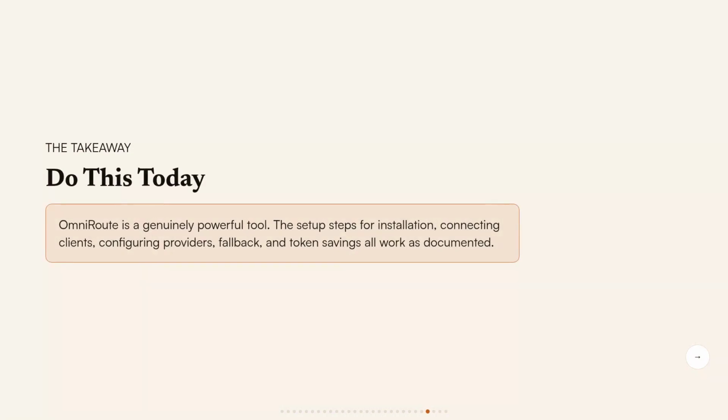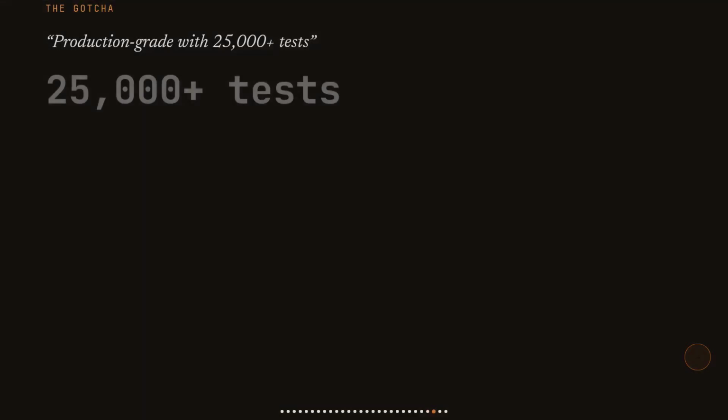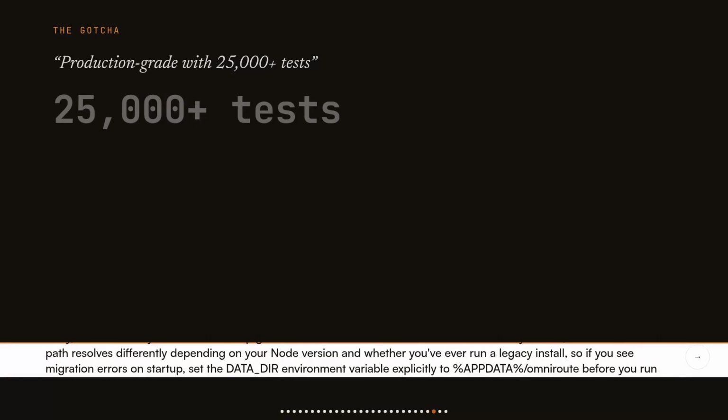If you want a local AI gateway with real token routing, OmniRoute is worth the setup friction, and the 89% token reduction on tool-heavy sessions is the decisive reason to do it. Go in knowing that 5 of 6 steps work exactly as documented, and production stability is the one area to watch.